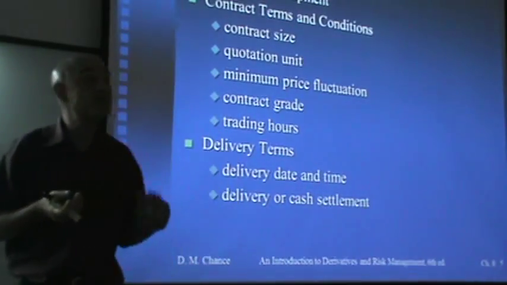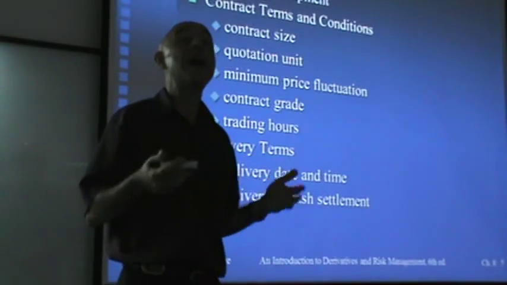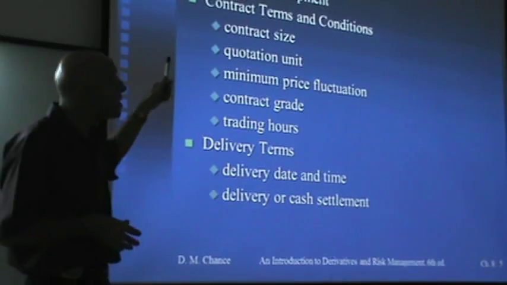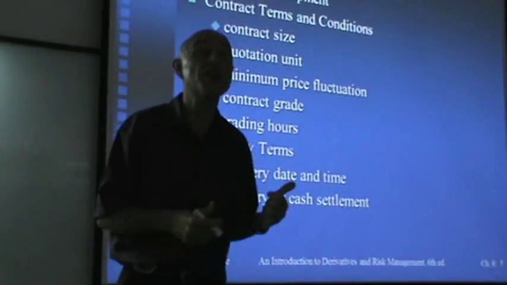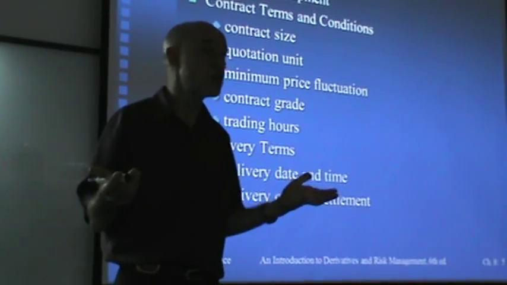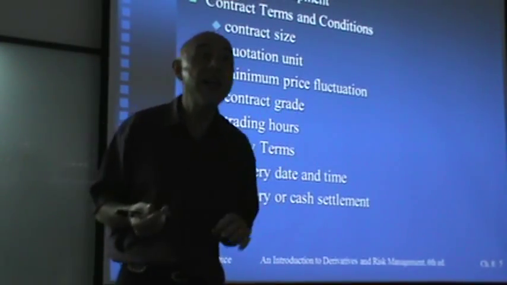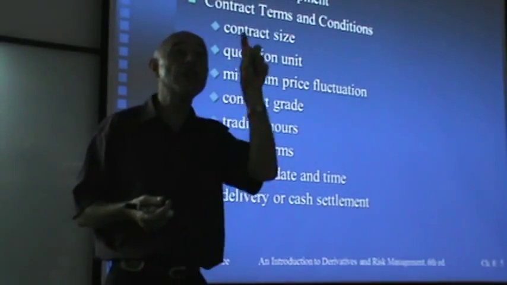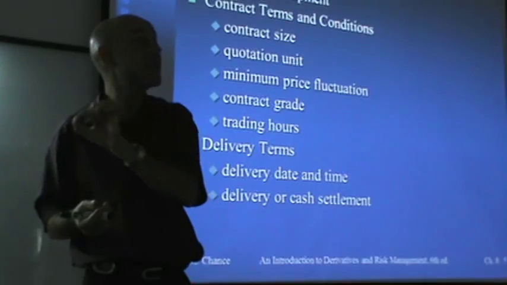The standard for silver is 5,000 ounces of silver. If it's a currency contract, currency futures, it will usually be worth 100,000 US dollars. So 10 contracts will be worth $1 million. Again, for each contract that you trade, you have to be extremely careful to know what the exact size is.